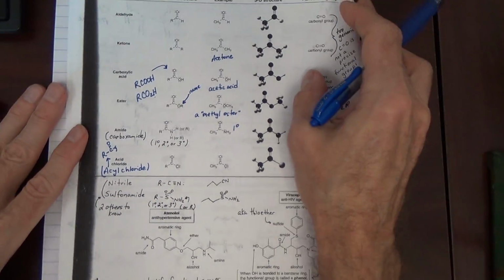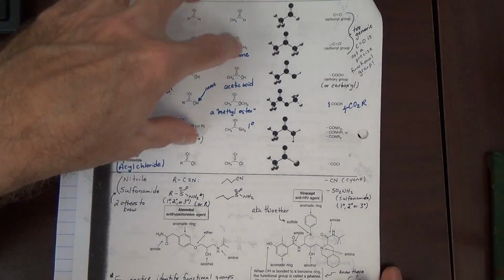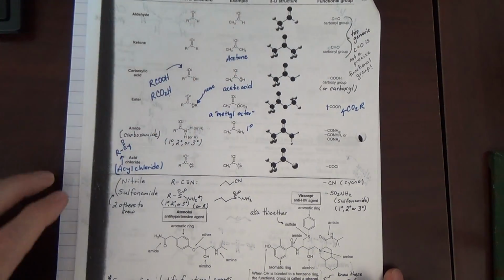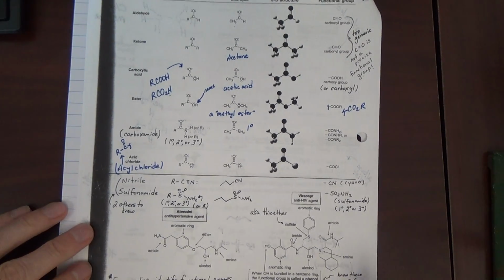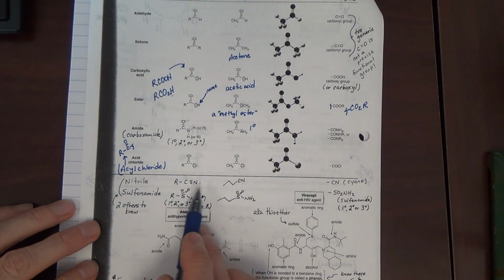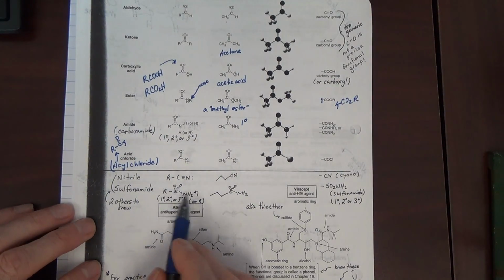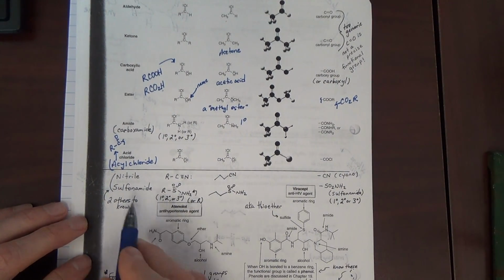Okay, there's 2 other functional groups that I want you to know that were not on the table from this textbook. I believe these are in the table in the Klein textbook, though. I think these are very important. That's why I want you to know them.